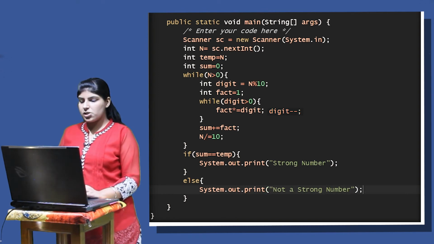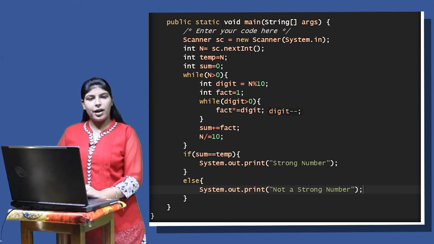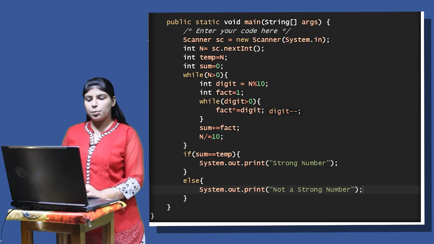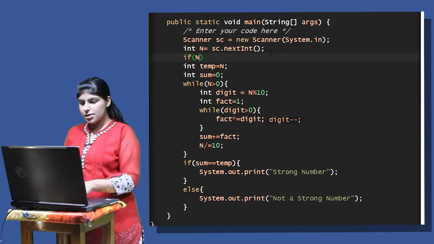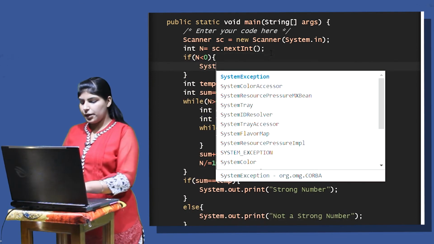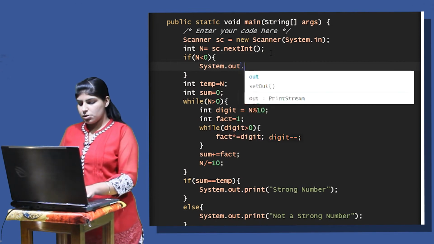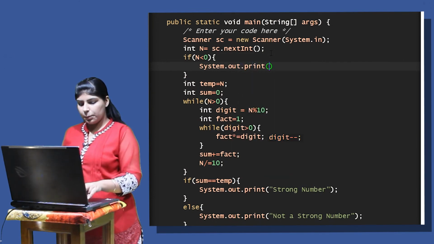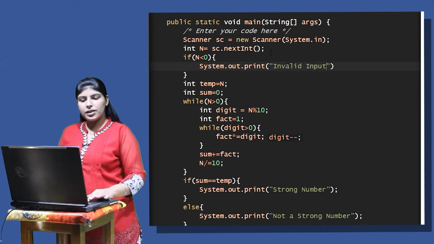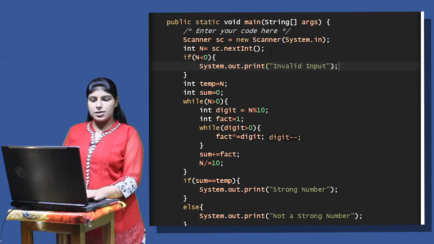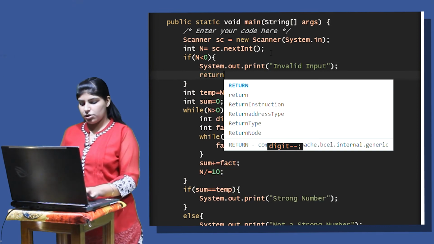We have one more condition here: if we have a negative number as input, we need to print invalid input. So after taking input, I need to check if n is less than 0. In this case, I'll write System.out.print invalid input, and I need not do the further steps, so I'll return from the main function here.